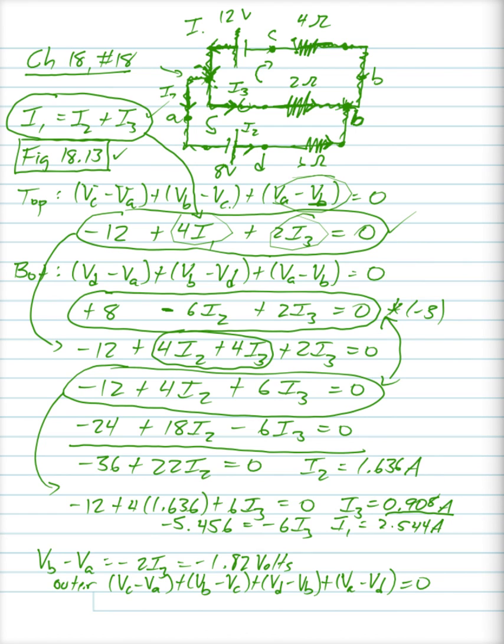And that should also add up to 0, right? And it does. VC minus VA is minus 12. This is plus 4I1. This is plus 6I2. And this is minus 8 equals 0. And you can check that for yourself to see that it also adds up to 0.